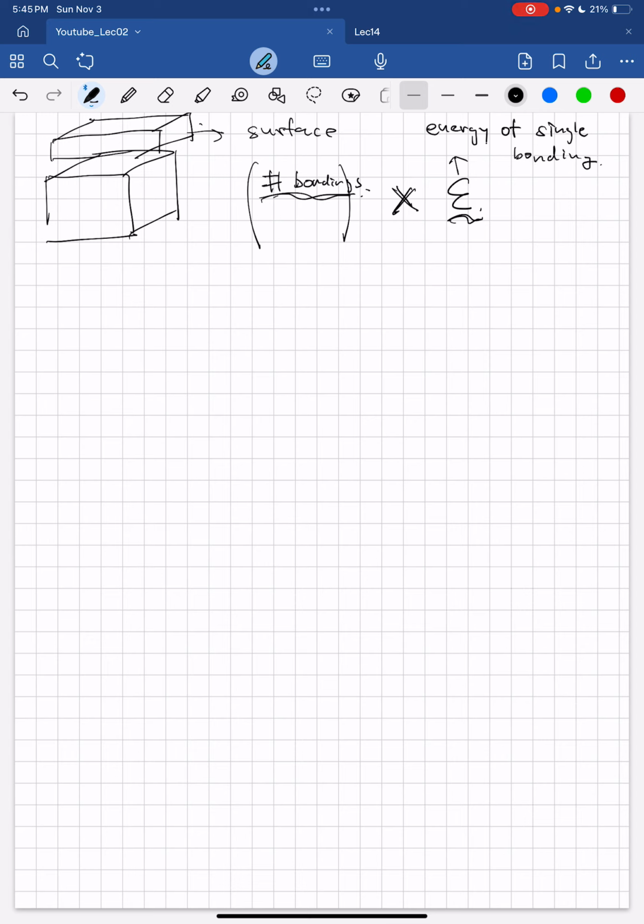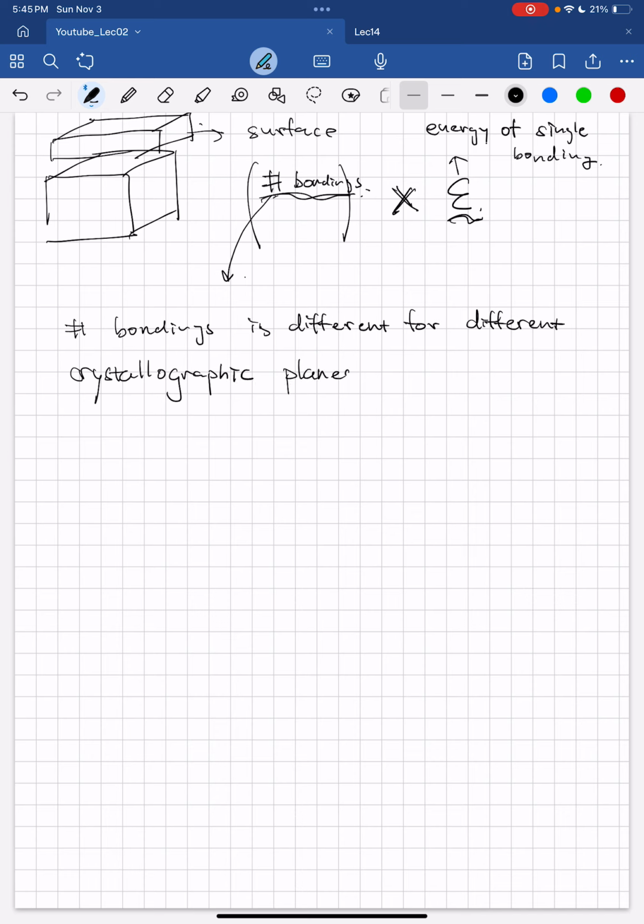Now in the next lecture, we'll see how this number of bondings is different for different crystallographic planes. We'll see how it's different, and it will result in different surface energy. That's what we're going to do in the next lecture.